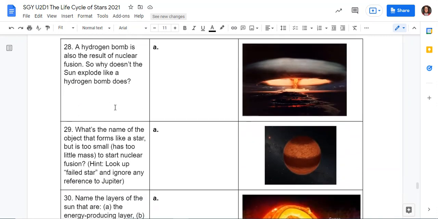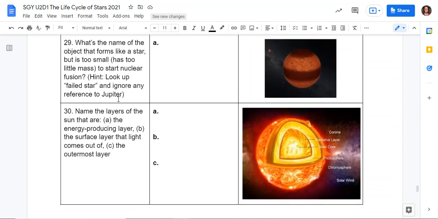initially. Number 28, a hydrogen bomb is also the result of nuclear fusion. So why doesn't the sun explode like a hydrogen bomb does? And the answer is because in the sun, there's a balance of forces between gravity, that immense gravity forces from all the mass in the sun, versus the energy released from the fusion. In a bomb, like a hydrogen bomb, all we have is the energy. We don't have that intense gravity to keep that explosion under control and balance it.